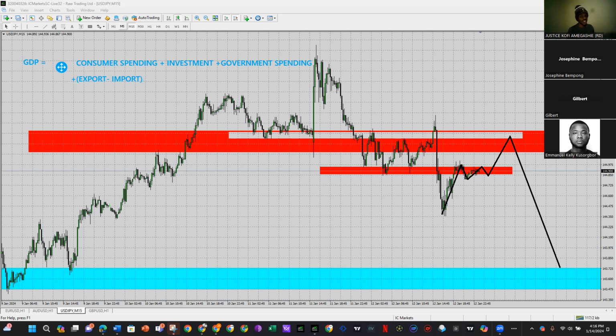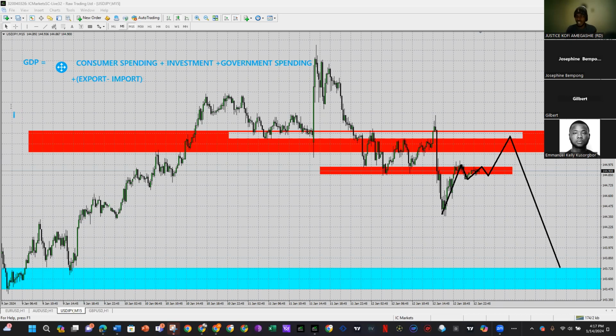Then we have government spending. Government spending, that one is very tricky. The spending has to be for a developmental project, not that the government is spending without any mind, like you are just spending unnecessarily, because some spendings do not improve the economy. They are just liability. So you have to look at that. But the most important is the export minus import. So there is news that is released about export and import of goods from different countries.